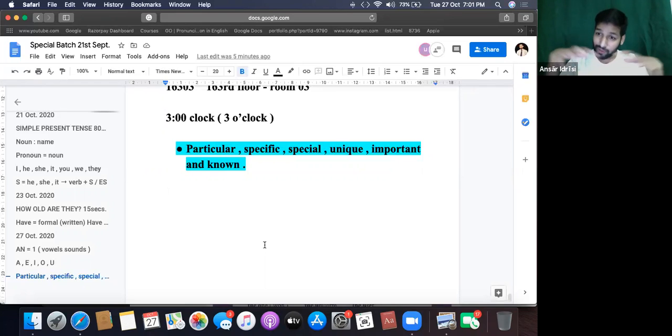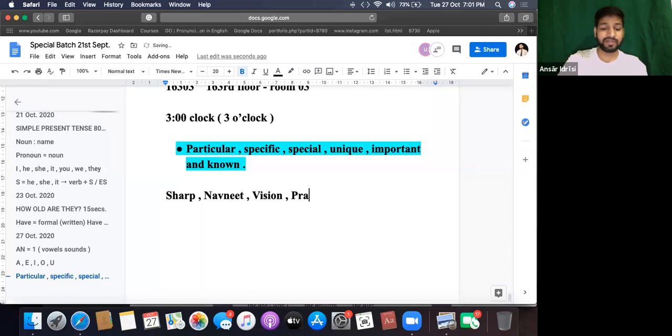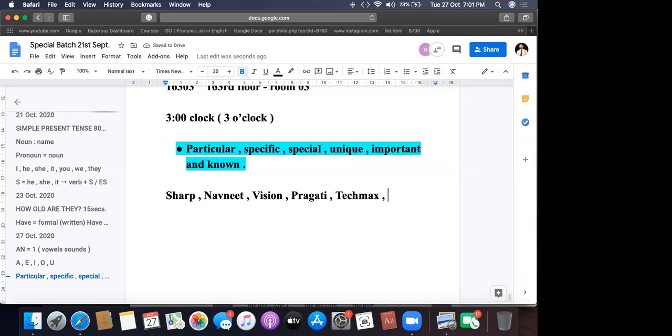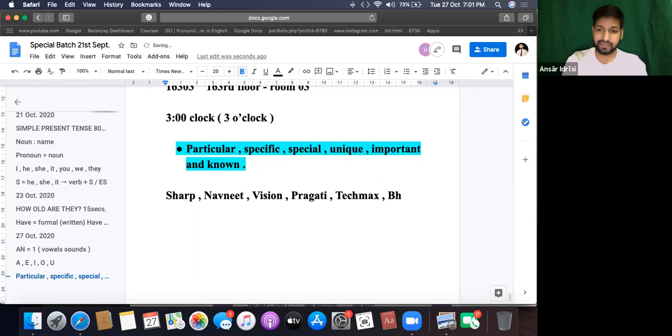Now I'm talking about Pune University, about our Indian culture. I'm talking about the University of Pune, about the Indian culture and education system. We have multiple varieties in the market. Some of the students are reading from Sharp notes, some of them from Navneet notes, some from Vision notes, some from Pragati notes, some from TechMax notes, some of them reading from Bal Bharti textbook.